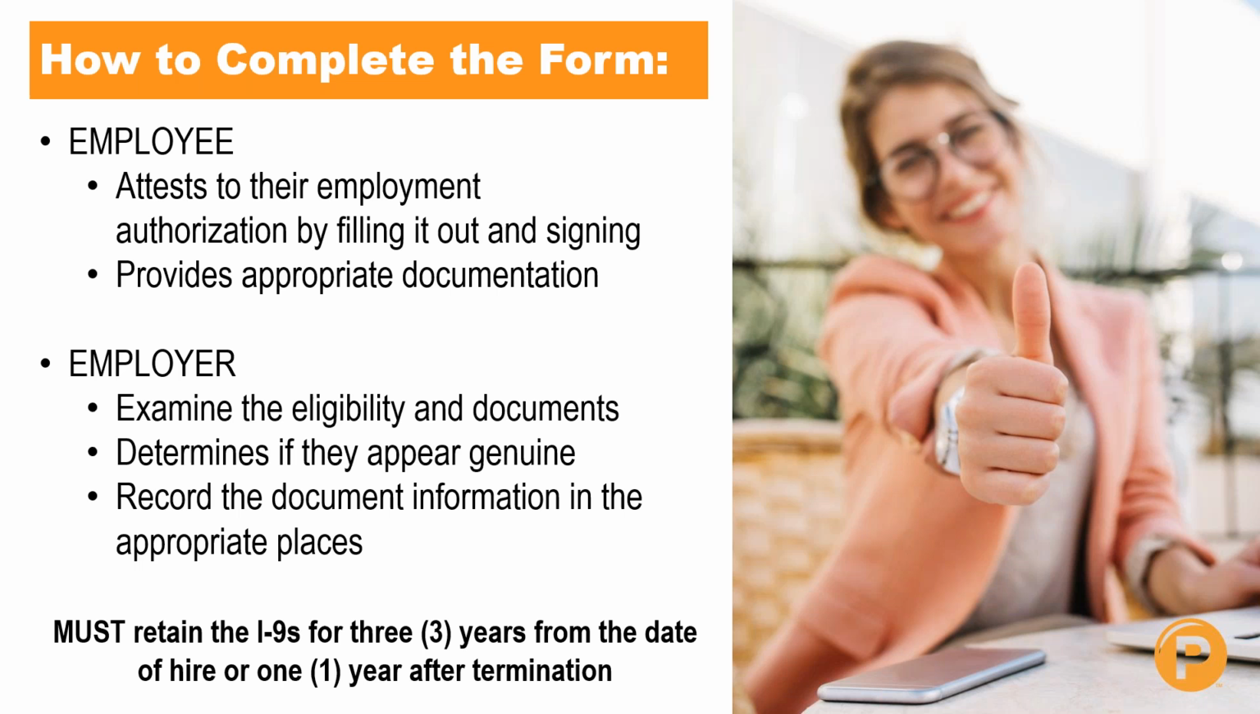For example, if an employee was hired on February 9th of 2014 and they were terminated on June 4th of 2015, then the I-9 would need to be kept until February 9th of 2017, which is 3 years after the date of hire. This date is later than the June 4th of 2016 date, which is 1 year after their termination date. So whichever of the two is longer is how long you must keep the I-9 once the employee is no longer with the company.